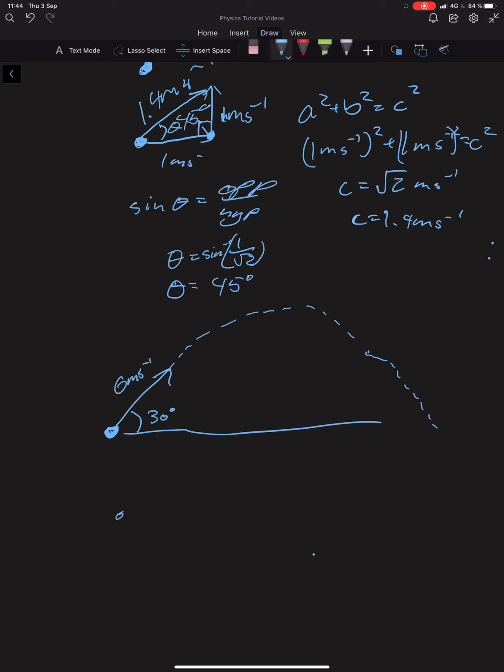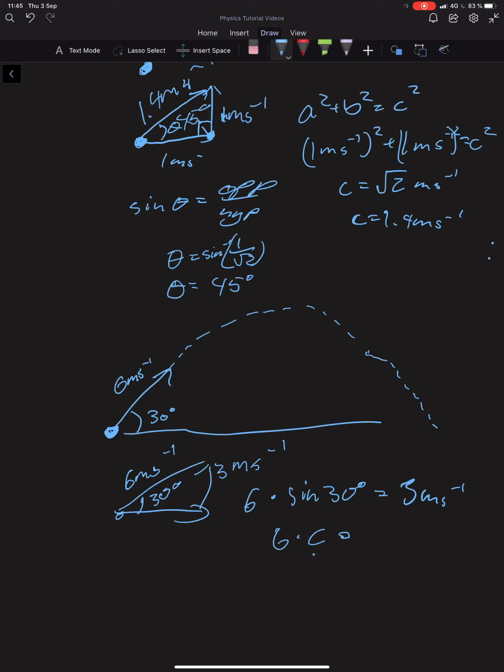Now, you know that you can divide this vector into a vertical and a horizontal one. And if we do this real quick by applying our Pythagorean triangle, you can see that again we can use sines. So sine of 30 times 6 is equal to the opposite, which is equal to, I know the answer, 3 meters per second. So you have 3 meters per second vertical movement, and then the horizontal movement is 6 times cosine of 30.